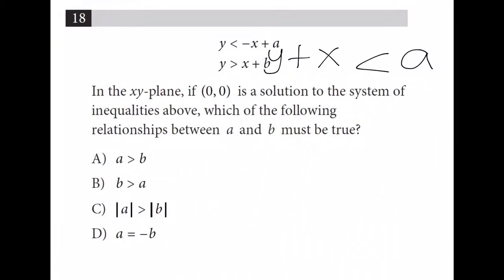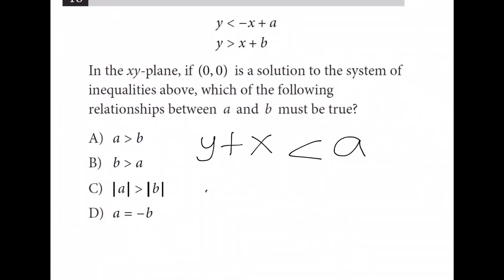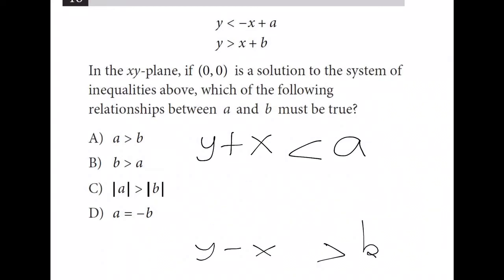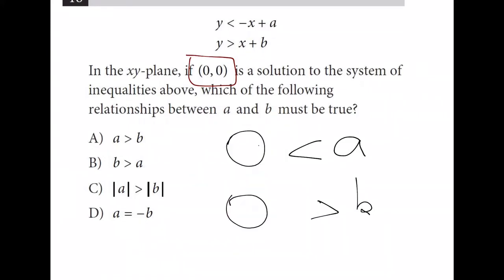So we can move this up here. And let's solve the second equation. Y is greater than x plus b. This time we're going to subtract x from both sides, and we end up with y minus x, that cancels out, is greater than b. So if we move these up, we can now plug in, because we know that 0, 0 is a solution. So this becomes 0 plus 0 and 0 minus 0. Or in both cases, those just equal 0.